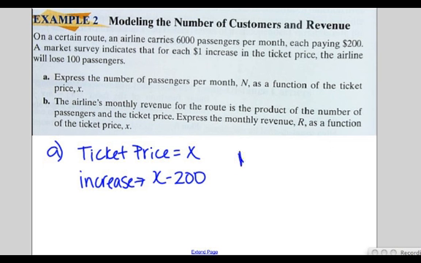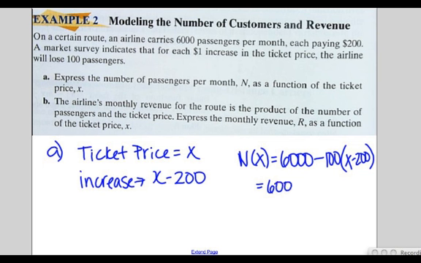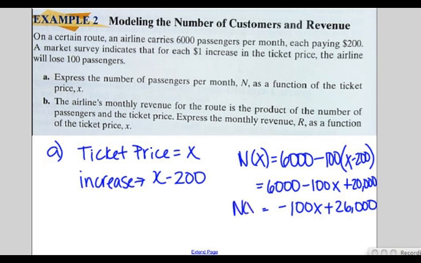So now my function for how many passengers I'm going to have: 6,000 passengers, but I have to subtract 100 passengers per increase. And the increase is X minus 200. That's how many dollars I've increased by. Now, I can do a little work here and distribute. And if I combine like terms, it looks like I get negative 100x plus 26,000. And that's going to be my function.